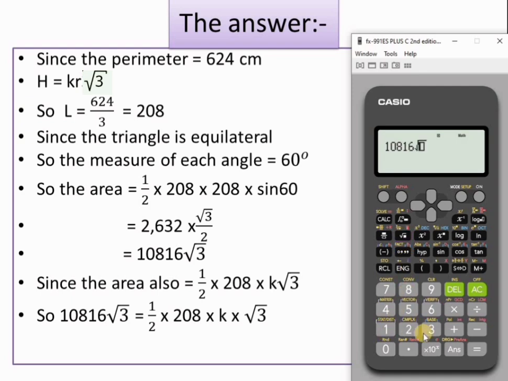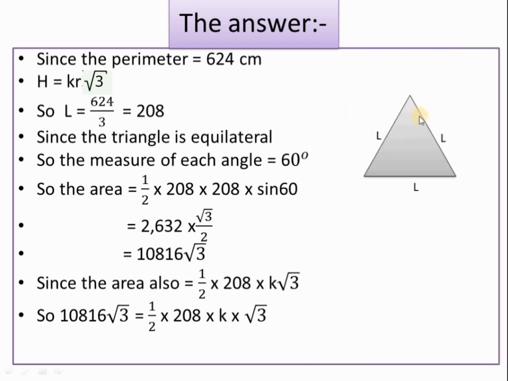10816 root 3 equals, take care, we wouldn't press here, we're gonna press the red equal, and then alpha equal, and then half times 208 times k, any variable I can write it as x, alpha x, and then times root 3, and then shift solve. You ask the calculator to get the variable and then equal. So the answer is 104. That means the value of k is 104.